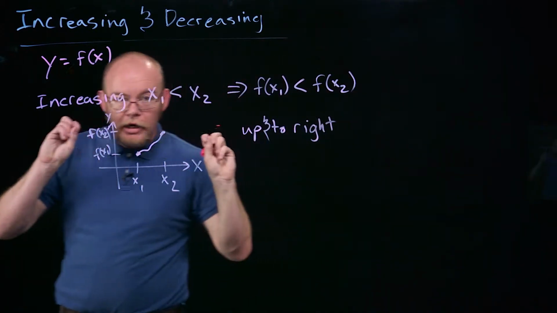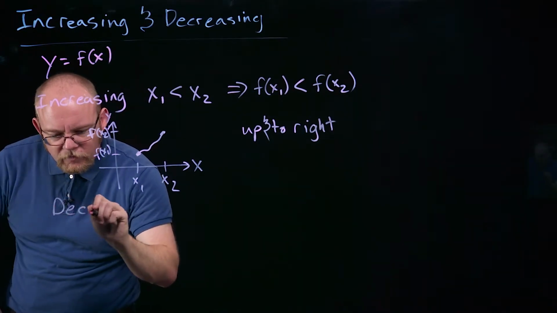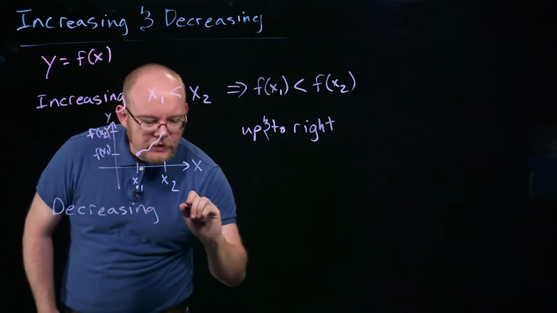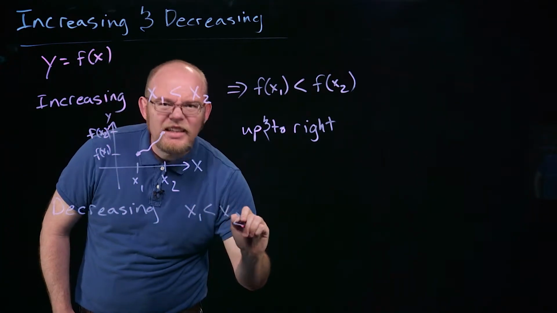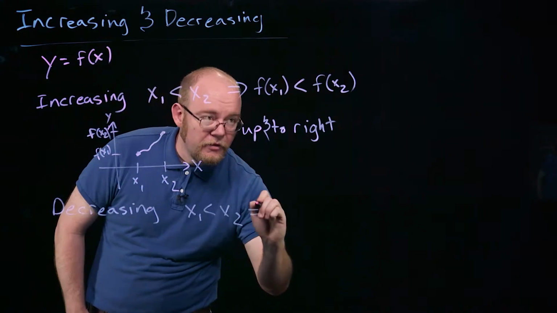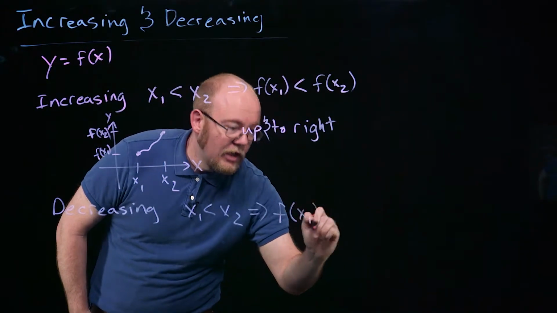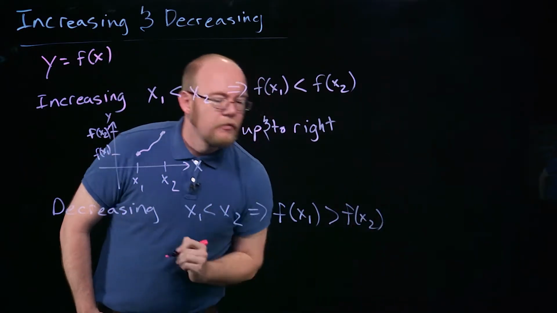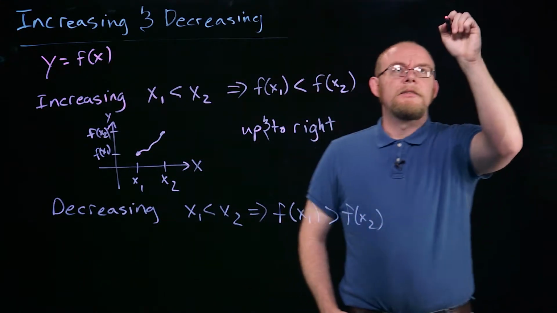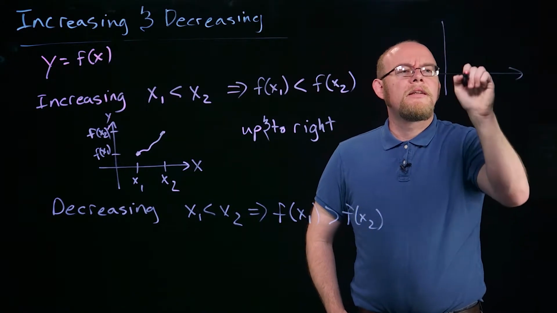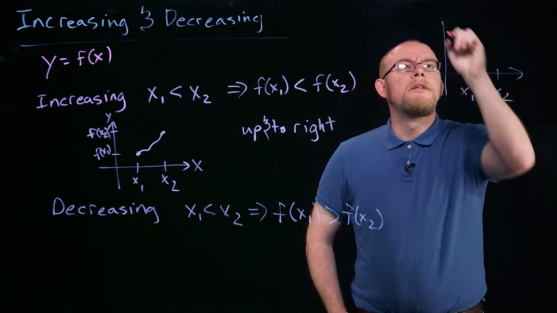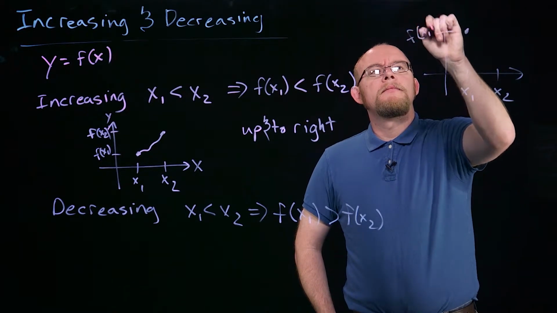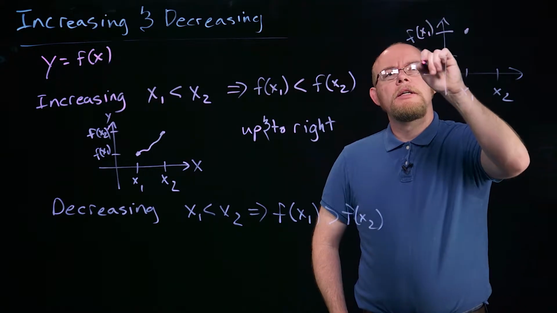Decreasing is, quote unquote, the opposite. What we mean in this case is that if x1 is less than x2, then the function is not getting larger, but getting smaller. What that looks like, if we draw it up here, again, we have an x1 and an x2. We start up here at f of x1, and that's going to be above f of x2.